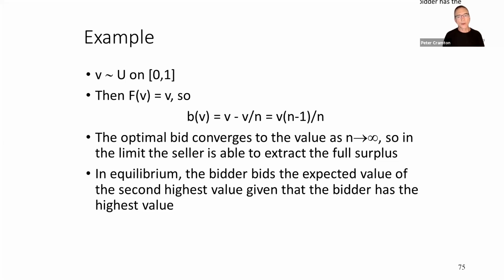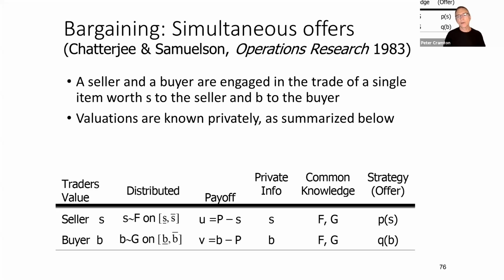If there are 2 bidders, then I bid half my value. If there are 3 bidders, I bid 2/3 of my value. If 4 bidders, 3/4 of my value. And in the limit, I bid my full value. So this all makes a lot of sense. Competition raises the revenues, and the revenues reflect true value as we converge to perfect competition. So that's all very nice. Good. Okay, so that was the first.